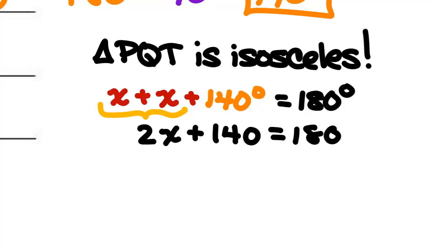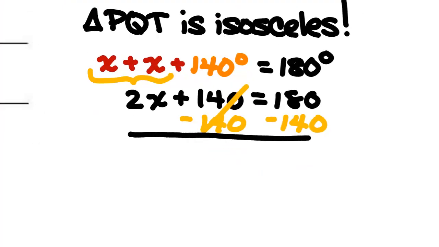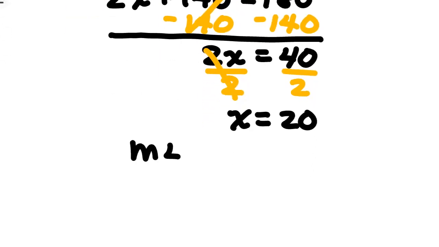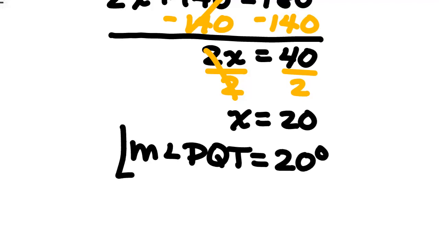What now? Subtract both sides by 140. So 2X equals what? You're just one step ahead. 2x is 40, so x would be how big? 20. So x equals 20. And x is representing what here? Which angle? Which one were we looking for again? PQT. So the measurement of angle PQT would be 20 degrees.